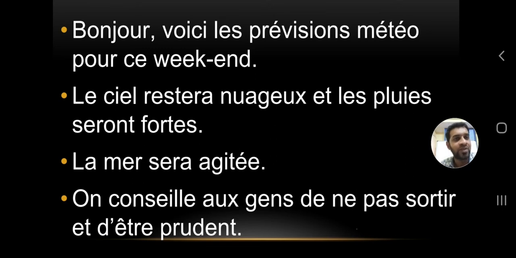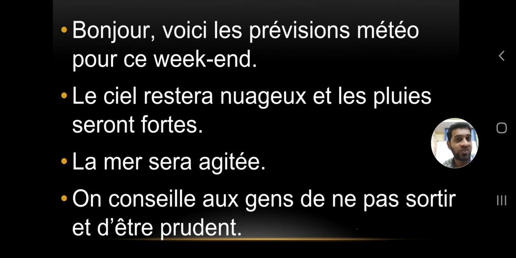Bonjour, voici les prévisions météo pour ce week-end. So good day, good morning. Here's the weather forecast for this weekend. Le ciel restera nuageux et les pluies seront fortes. Le ciel means the sky. The sky will remain cloudy. Nuageux means cloudy or dark. So nuageux means cloudy normally, but we'll say the sky will remain cloudy, the sky will remain dark.